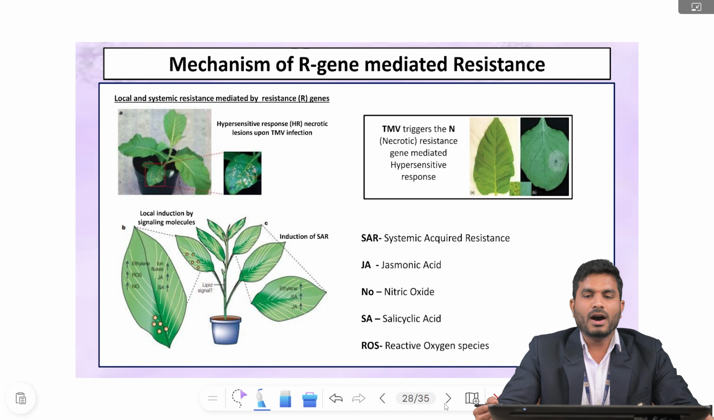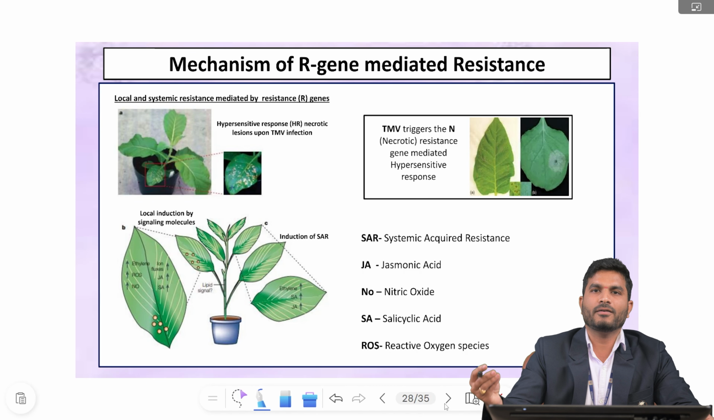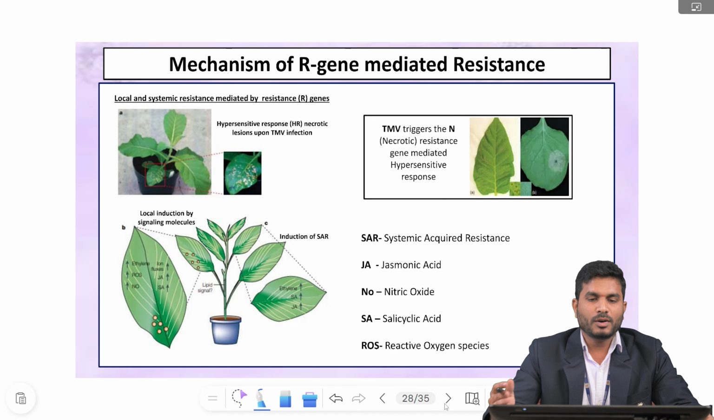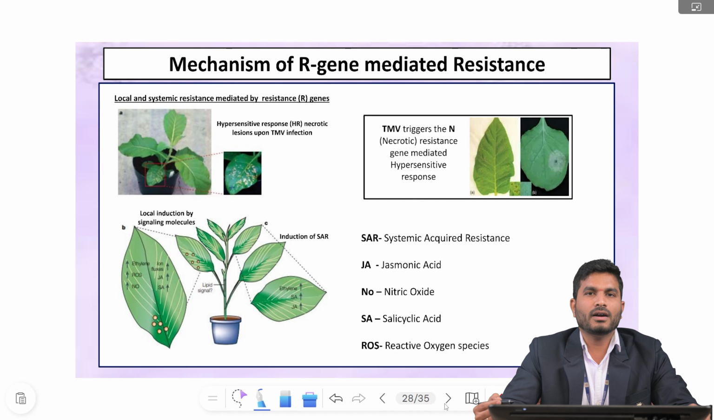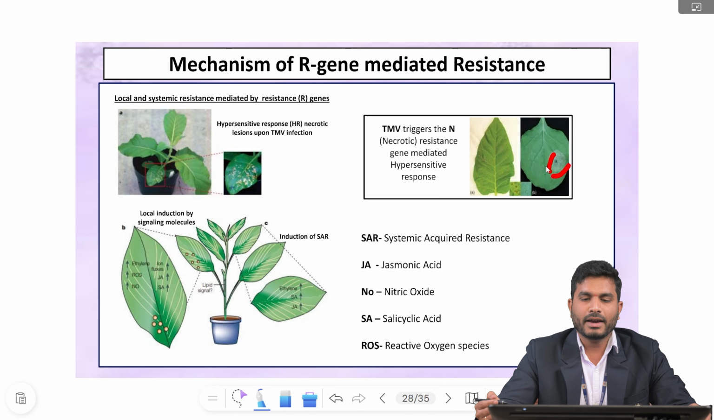So, the mechanism of R gene mediated resistance. Whenever a virus enters into the plant, the plant starts resisting through gene function. Whenever the virus enters into the leaf, it starts programmed cell death, which is called hypersensitivity. Through hypersensitivity, the plant restricts the growth of the virus through localized cell death. So TMV triggers the N necrotic resistance gene mediated hypersensitivity response.